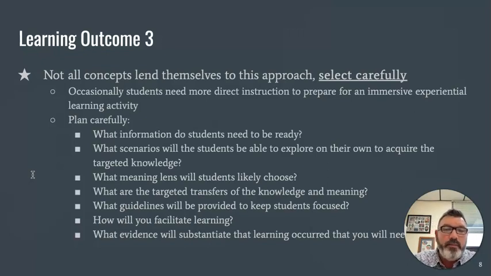Next is, what meaning lens will the students likely choose? And do you need to put some kind of guideposts around it so that they don't go too far off in a wrong direction, that gets too far off the pathway that you're trying to lead them to? And then, what are the targeted transfers of knowledge and meaning? Where is it that you want them to go so that you stay focused on the lesson plan and don't get too far off the track, and you keep those main themes recurring?